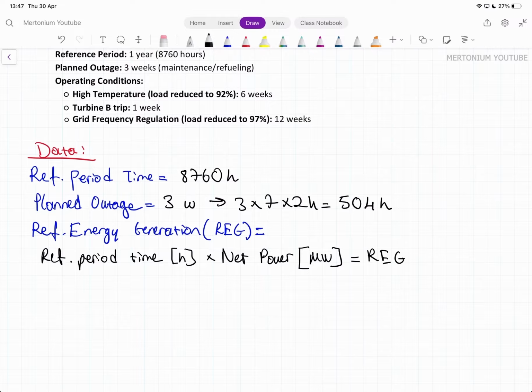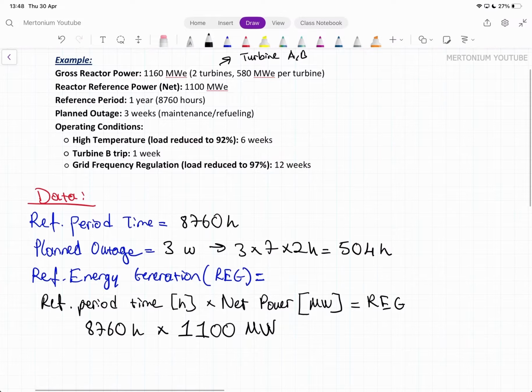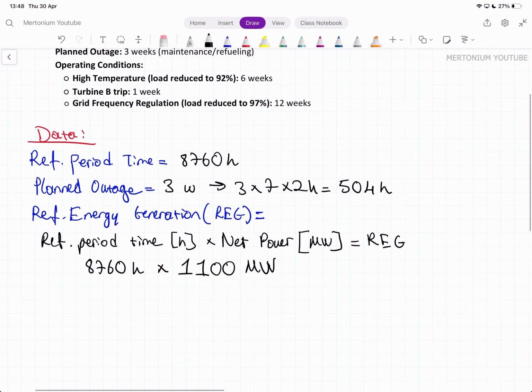So let's plug in the numbers. We have the reference period time in hours, 8,760 times the net power of 1,100 megawatts, which gives us 9,630,000 megawatt hour.